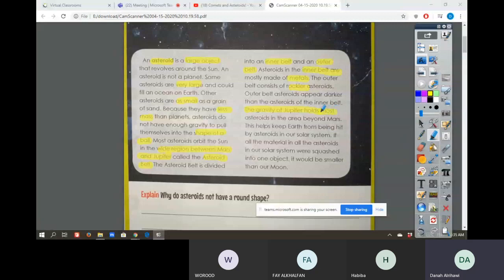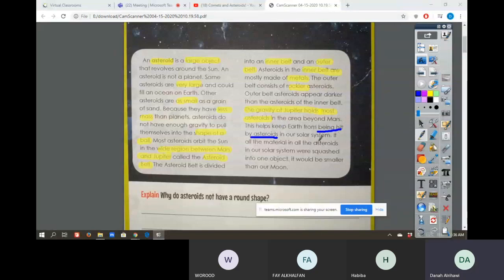They don't have their own gravity. The gravity of Jupiter holds the asteroids in their place as a belt. This helps keep Earth from being hit by asteroids in our solar system. So this is a good point. Thanks to Jupiter, thanks to the gravity of Jupiter that helps keep us safe from asteroids hitting our planet. So it helps keep the Earth from being hit by the asteroids.